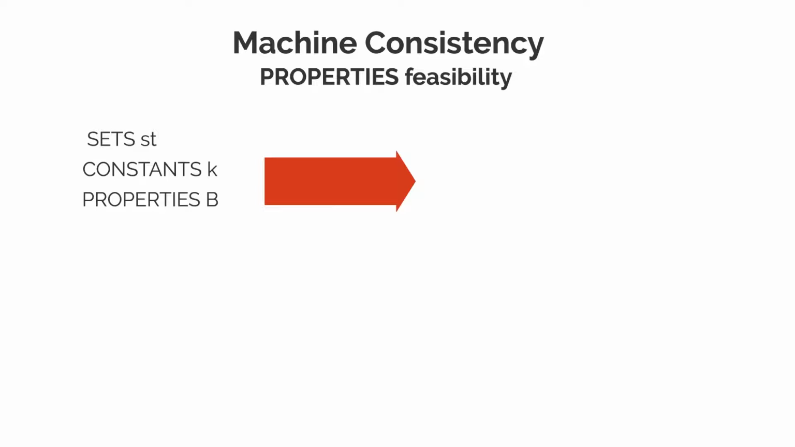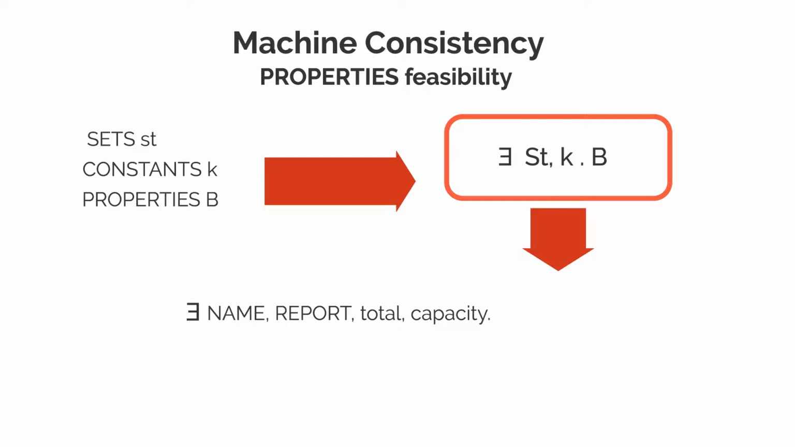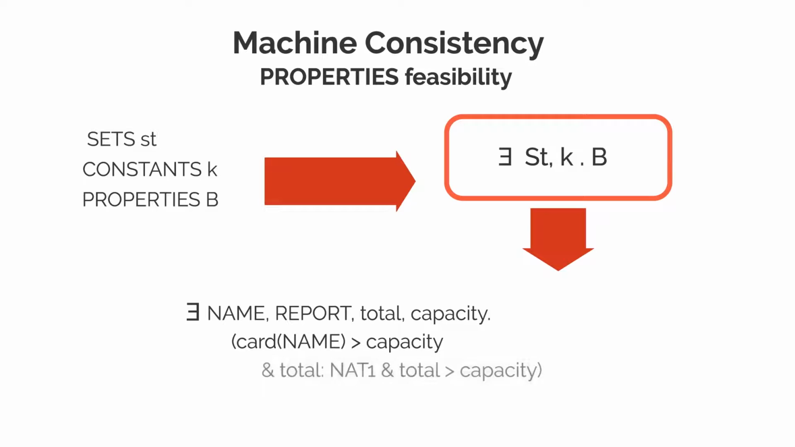So for example, let's suppose we have the sets st, the constants k, and the properties b. We have to prove that there exist values for st and k that satisfy the properties b. In our example, we have to prove that there exist name, total, and capacity such that the cardinality of name is greater than the capacity, the total is greater than the natural one, and the total is greater than the capacity. Atelier B generates these proof obligations only at the implementation constants consistency check.